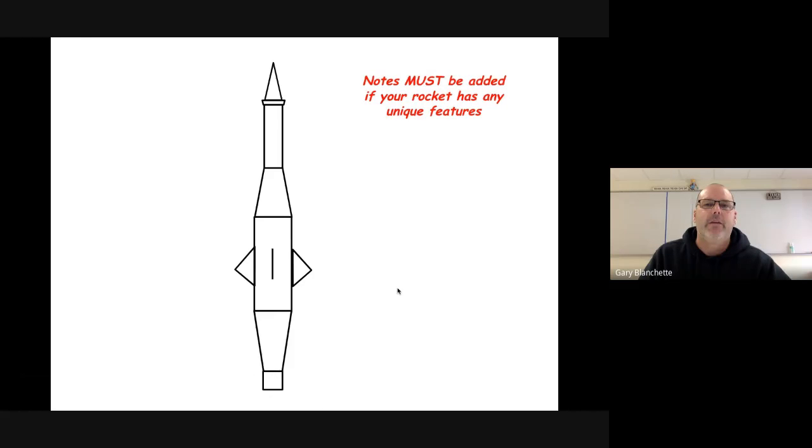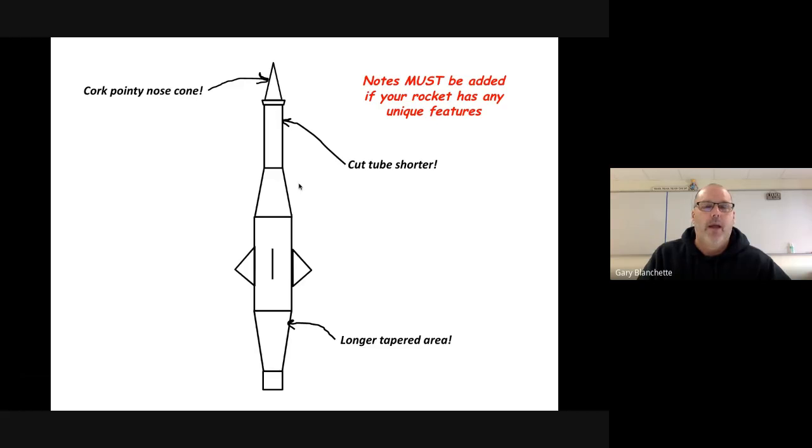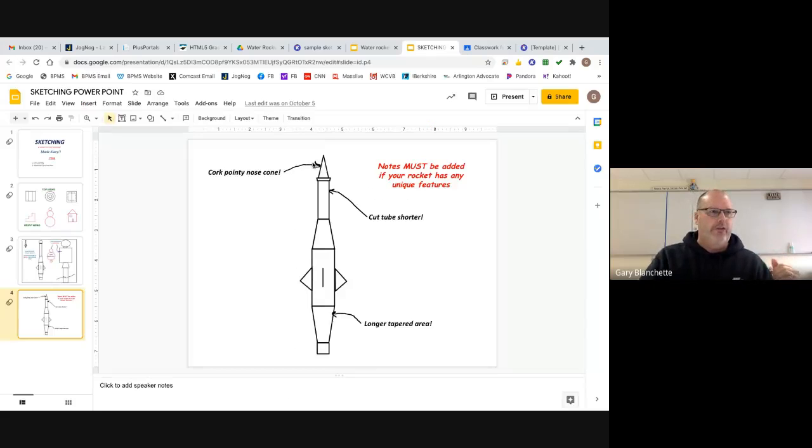But the problem is they were supposed to be like that. This person used a 3D printer. This person cut the tube shorter, and this person had a green Perrier drinking bottle. And those green bottles sometimes have long necks on them. So this sketch is actually perfect. But if they didn't add notes to tell me about these weird things, I would have taken points off. So anything out of the ordinary, you want to make sure that you put notes.